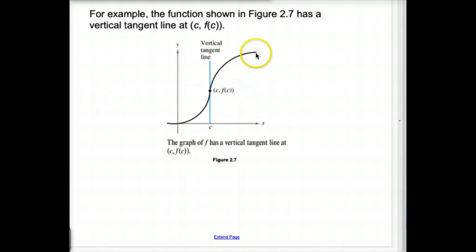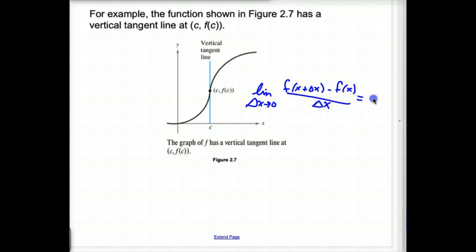So for example, this graph at C, that tangent line is vertical. Now I know we've talked about in the past that tangent lines can't cross a line, but if the graph becomes vertical at that point, then the tangent line actually does cross the curve. So a graph could have a vertical tangent line if the limit as delta x approaches 0 of the difference in the y values divided by the difference in the x values equals infinity or negative infinity. Then you have a vertical tangent line.